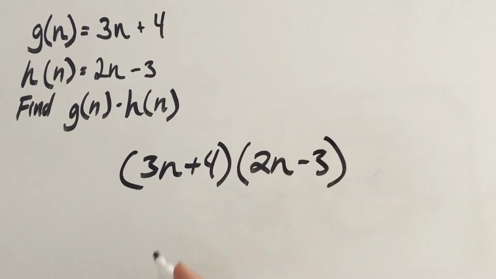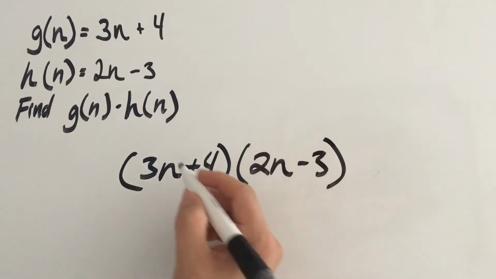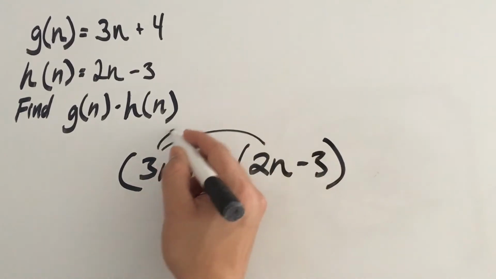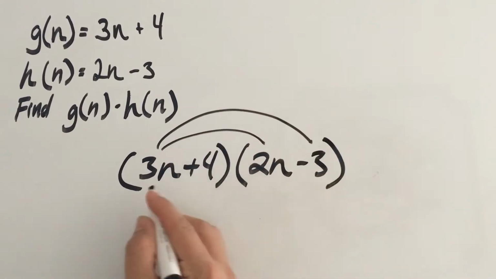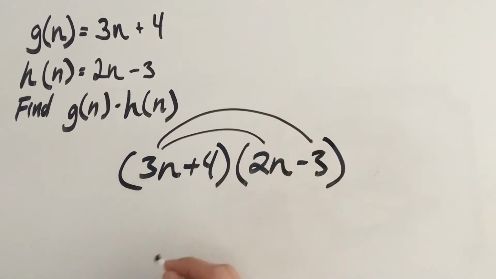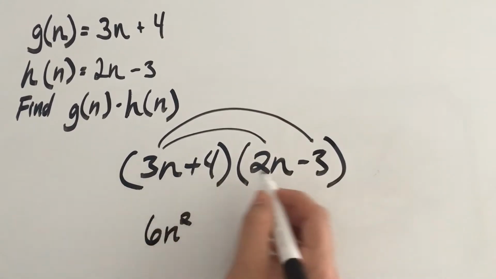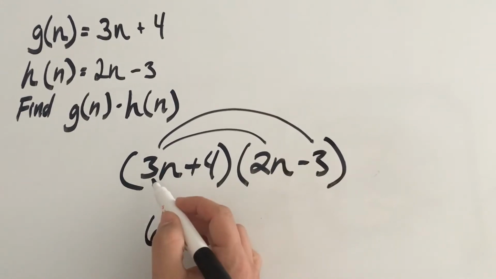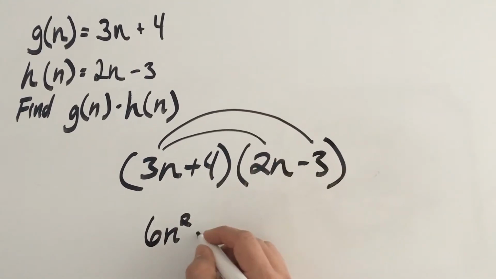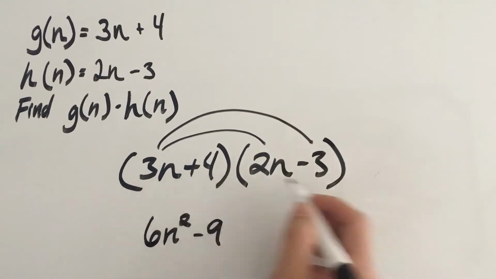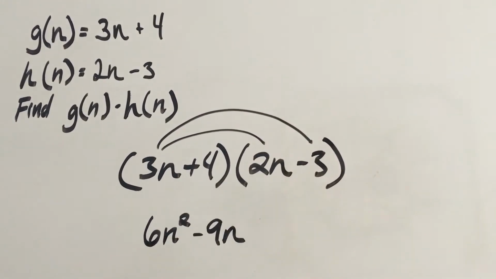You're just taking 3n times 2n and 3n times negative 3. That's going to get you, you're going to multiply your whole numbers. You have 6, and then n to the second power, because you're just adding your n's together. Then you have 3n times negative 3. It's going to give you negative 9. Again, n is by itself. There you go. Okay.